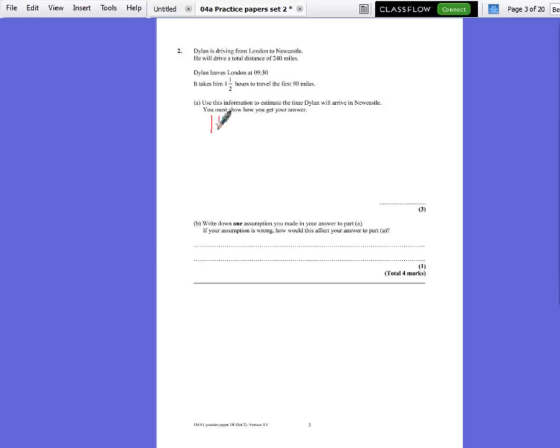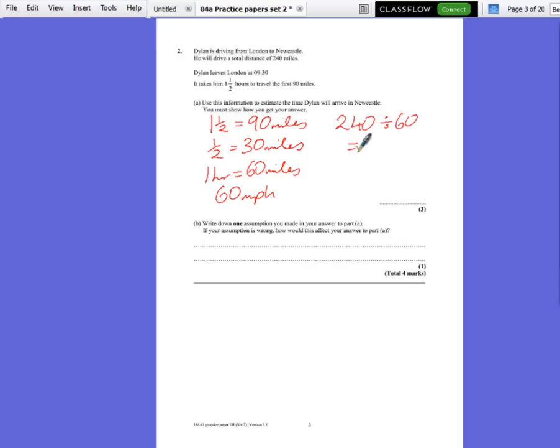Well, if it takes him 1.5 hours to do 90 miles, if we divide that by 3, that'll be half an hour to do 30 miles. And that would mean in 1 hour, he will do 60 miles. So his speed is 60 miles per hour. If he's doing 240 miles, then if he does 240 divided by 60, that will leave us at 4 hours to complete the journey. 4 hours on top of 9:30 would be 1:30 or 13:30.